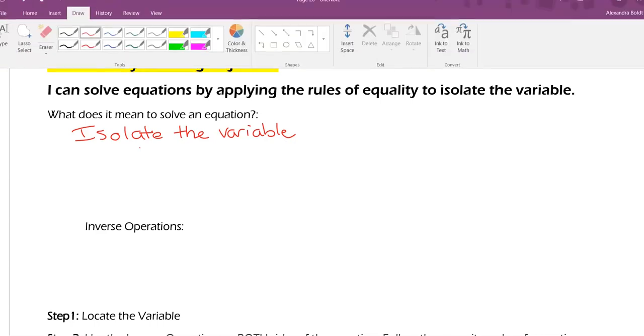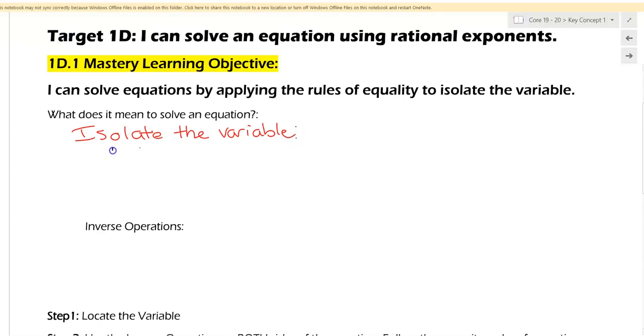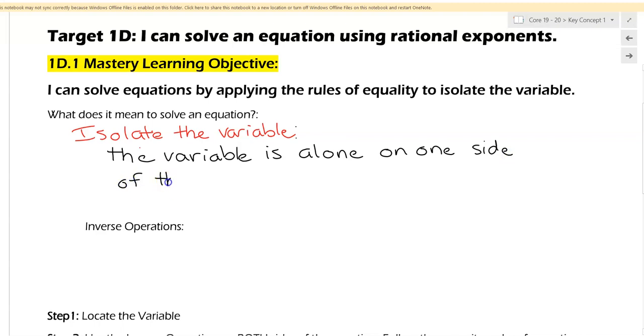And what does that mean? Isolating the variable means the variable is alone on one side of the equation. So you want to get that variable alone. Once the variable is alone, you've solved for that variable. However, if the variable is not alone, you aren't done yet.